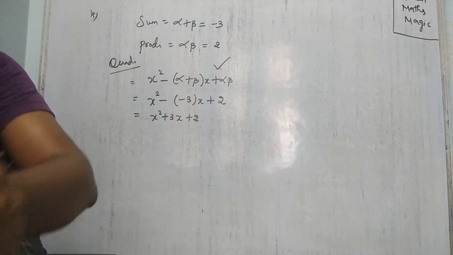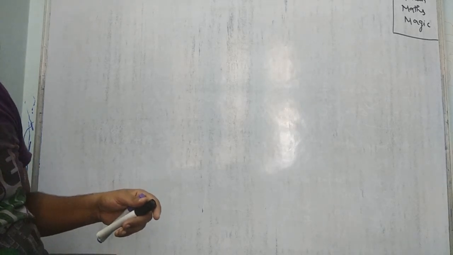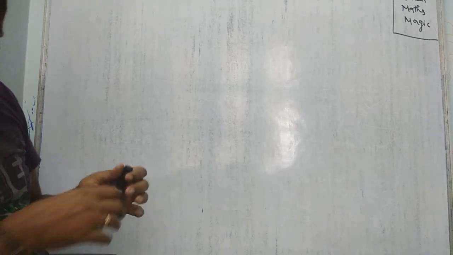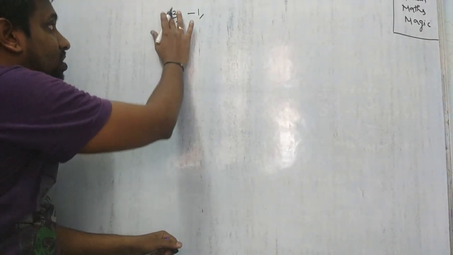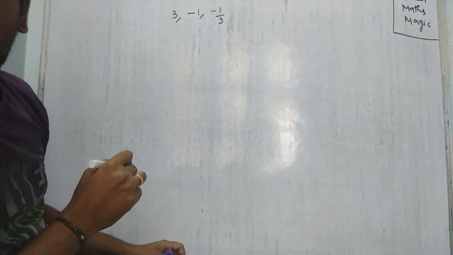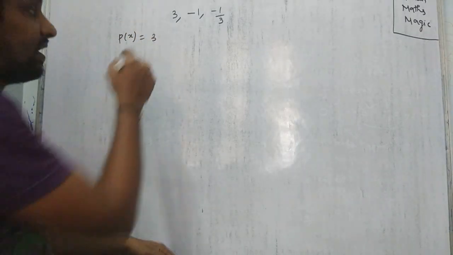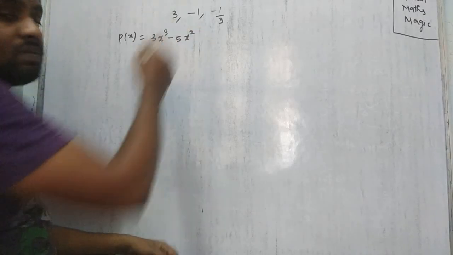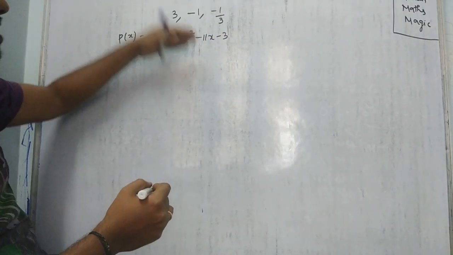Now example number 5. Verify the zeros of a cubic polynomial. For the cubic polynomial, I have already given you the formula. Now we will verify the 3 zeros of the cubic polynomial and also verify the relationship. First we have to check whether these are zeros or not. Which numbers do we check? 3, -1, 1/3 are the zeros of the polynomial p of x equal to 3x cube minus 5x square minus 11x minus 3. Are these zeros of this cubic polynomial or not?